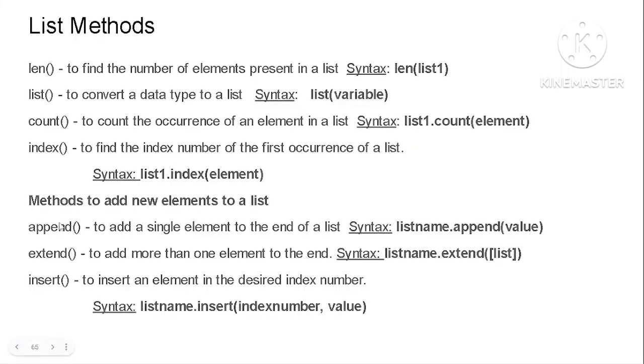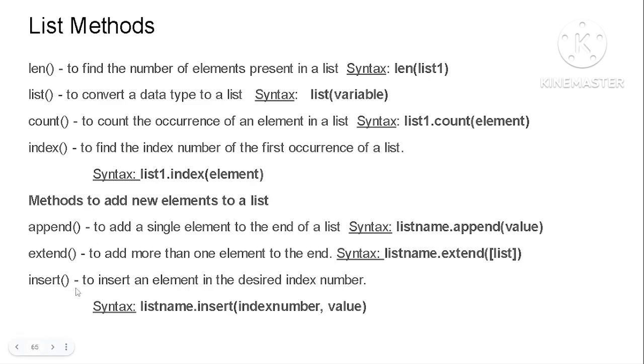Okay. Next, we have some methods which are used to add elements to a list. What are the 3 methods that are there to add new elements to a list? Append, extend, insert. Append is used to add one single element to the end of a list. Extend is used to add more than one element to the end of a list. For append, you have to give list.append, that number or value.